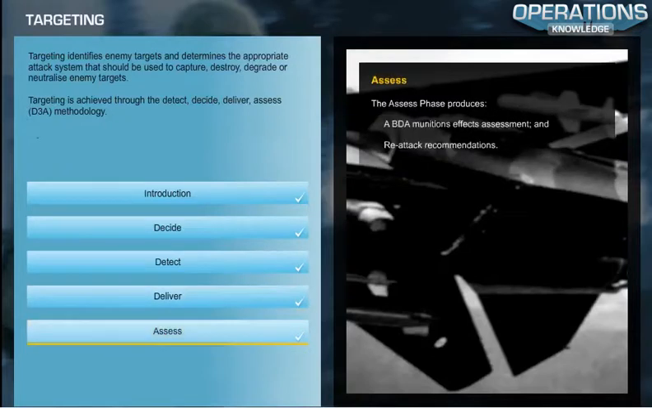The Assess phase involves the provision of combat assessment. It's a timely and accurate estimate of damage resulting from an attack against a target as a part of the targeting process. Combat assessment helps determine if re-attack is necessary.